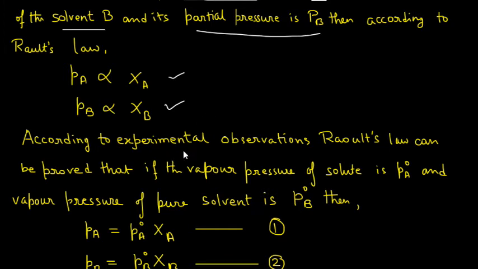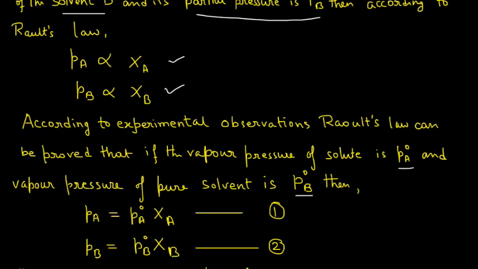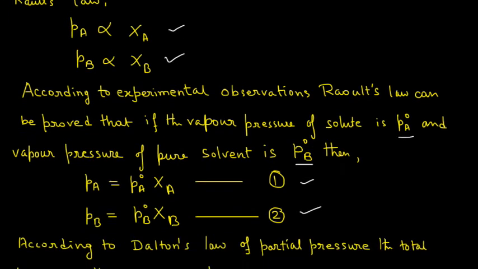According to experimental observation, Raoult's law can be proved if the vapor pressure of the pure solute is PA0 and the vapor pressure of the pure solvent is PB0. Then we can write PA is equal to PA0 multiplied by XA, equation 1. PB is equal to PB0 multiplied by XB, equation 2.